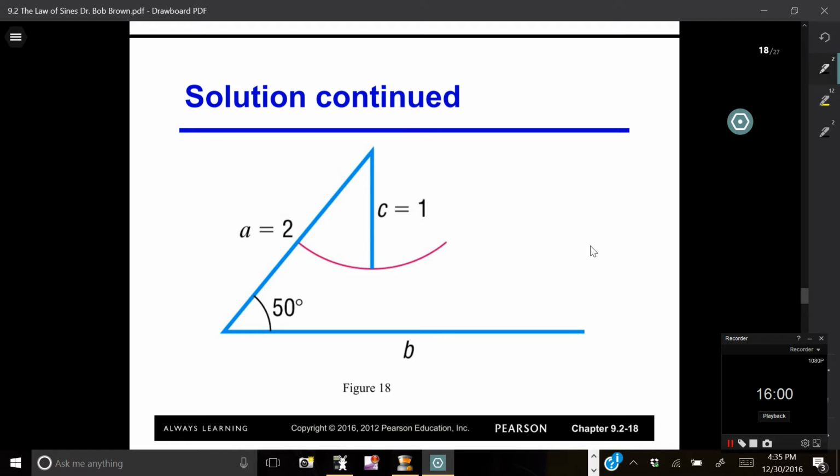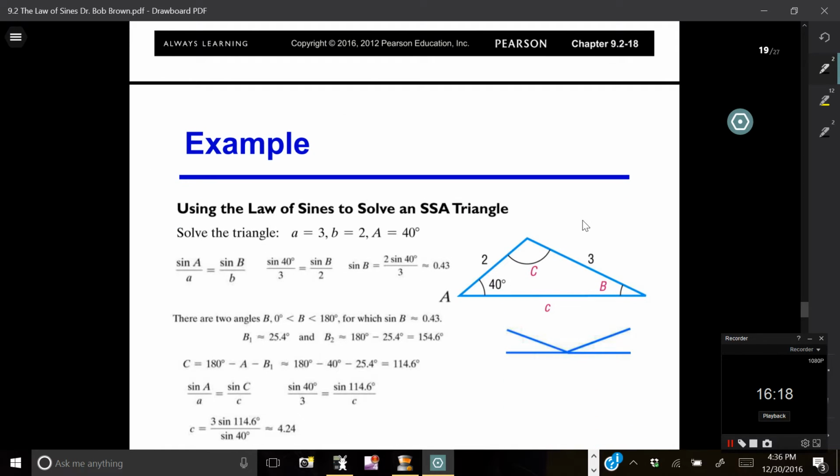So here's this particular example. C is not long enough to reach if this angle is 50 degrees. Notice if this angle were a lot smaller, it could come and make a triangle.